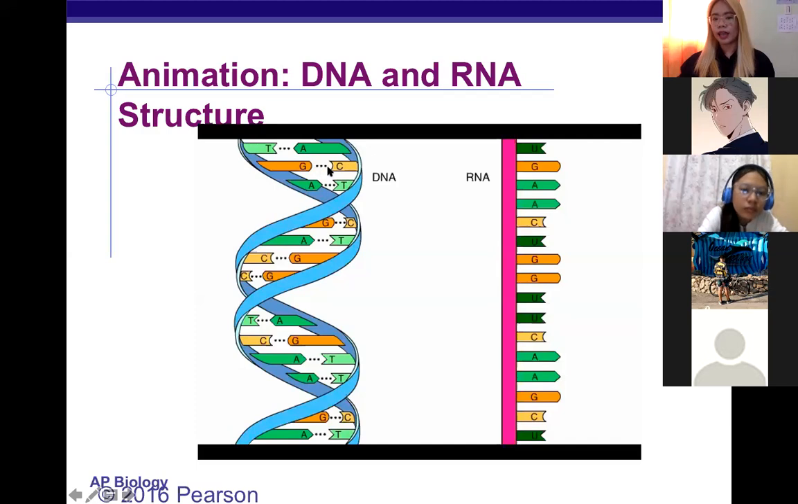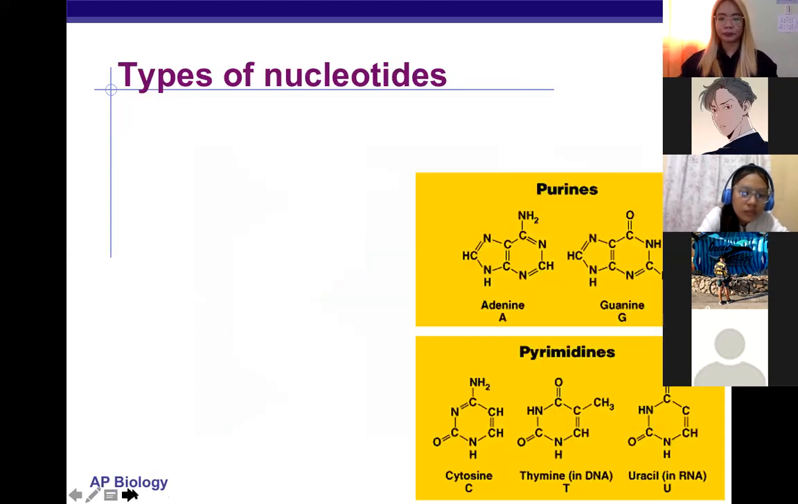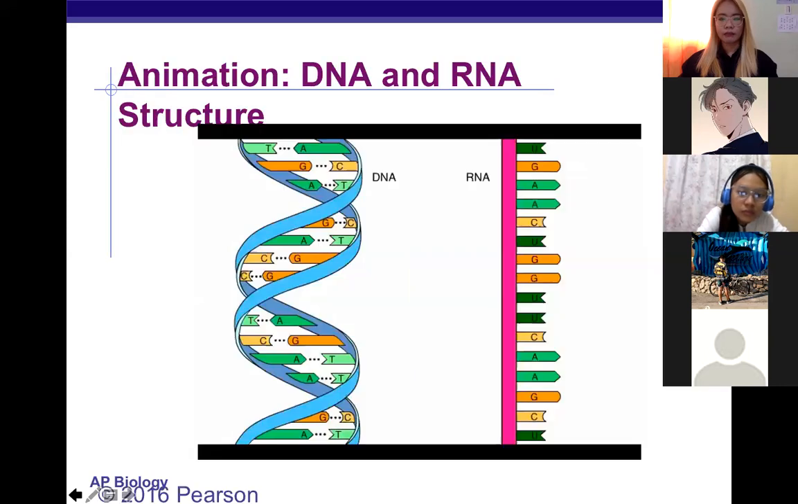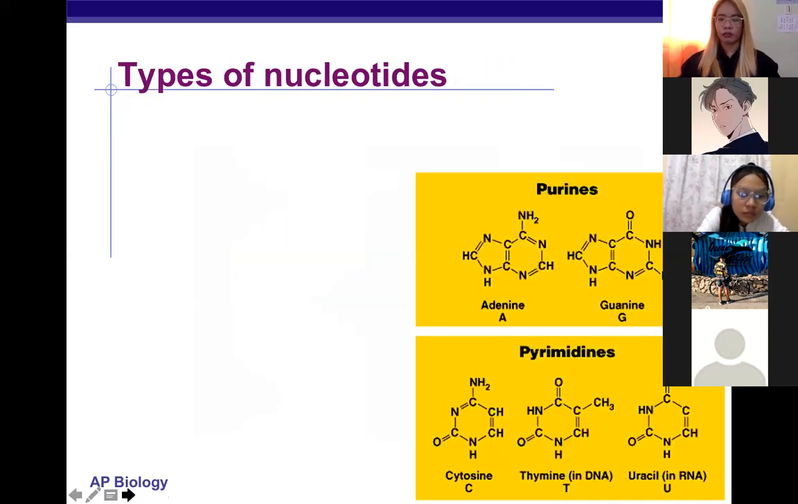Tapos, syempre, sa gitna, nandoon yung mga tinatawag nating nitrogenous bases. Kaya nandyan yung ATGC at saka yung AUGC naman for RNA. Okay? Mamaya pa siguro yun. Okay.